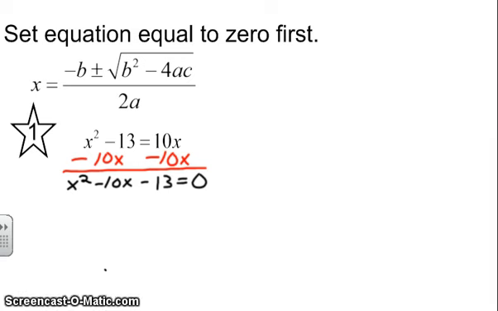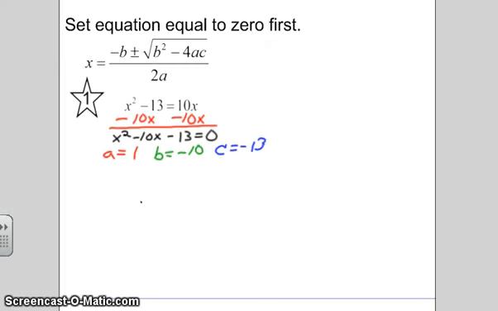So for this problem, what's the value of a? 1. What's the value of b? Negative 10. What's the value of c? Negative 13. All right, so I'm going to plug those numbers into the formula.